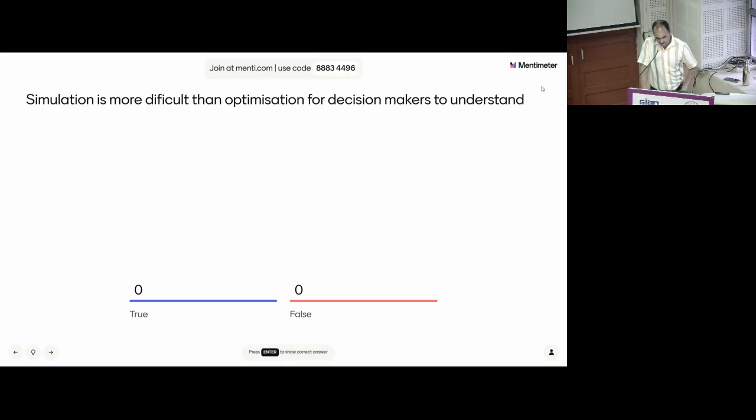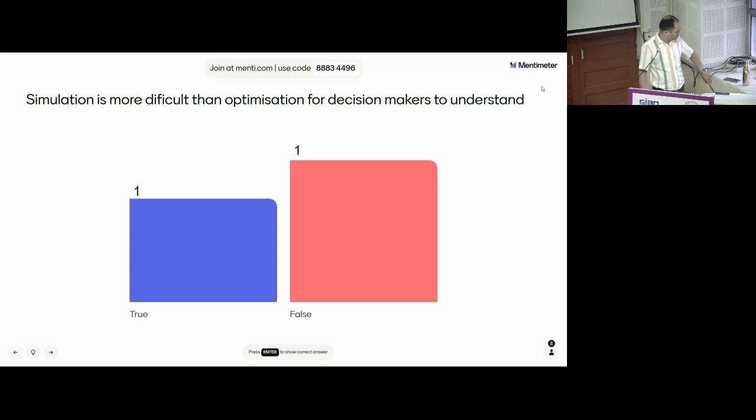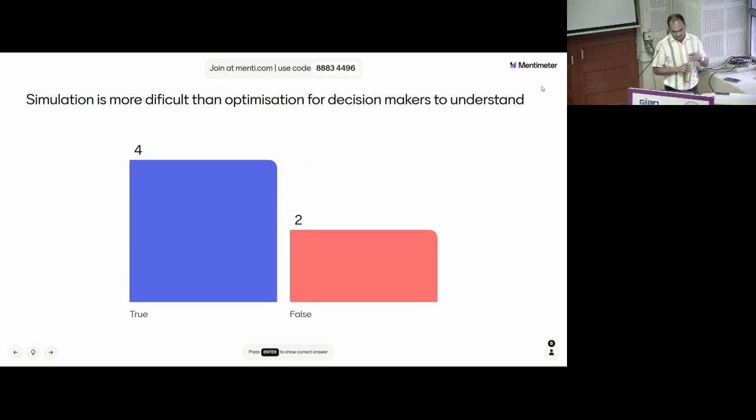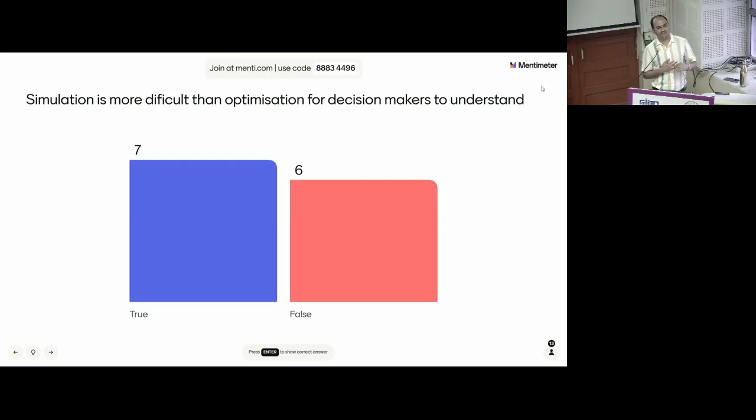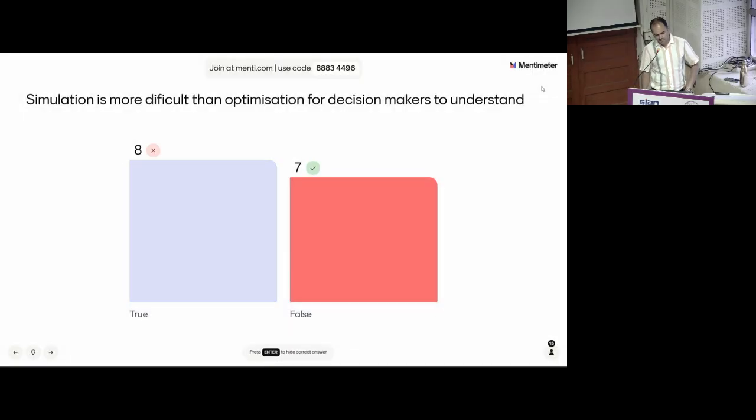Simulation is more difficult than optimization for decision makers to understand. Decision makers means, I gave one example yesterday, facility location. Suppose your top management wants to open a new factory. Which one do you prefer, optimization or simulation? It's false. Simulation is easier for the decision makers.